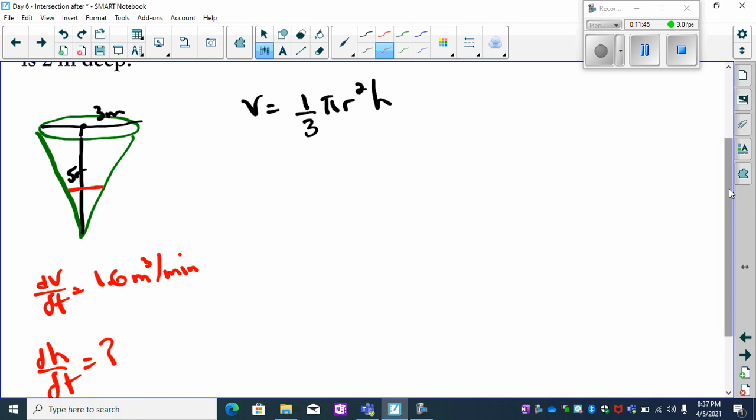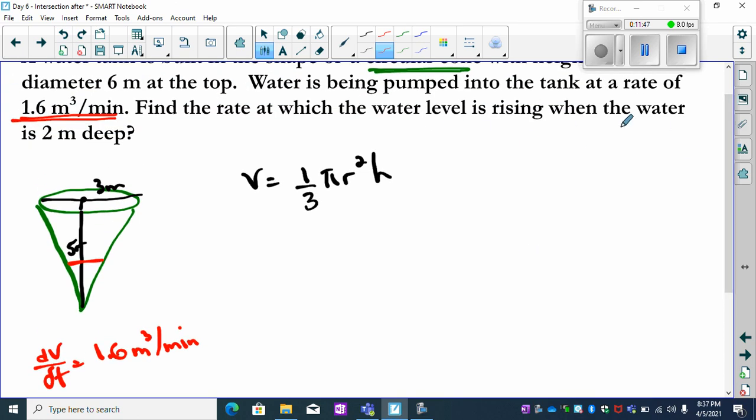The rate at which the water level is rising. Problem is I've got R and H in this. They didn't tell me, if I solved this or differentiated this with respect to time, I'd have a dV over dt, a dR over dt, and a dH over dt. Well, they only tell me this one, and they ask me to solve for this one. If they don't give me dR over dt, then I've got to do something to this.